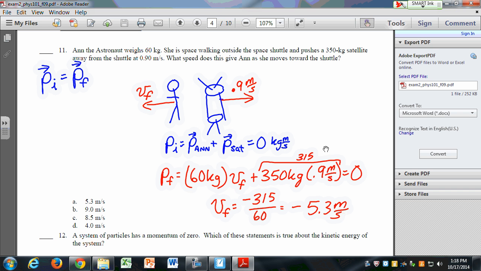Or you have something like this where you have a collision of bodies and they're moving off in different directions at different velocities. This could be made a little bit more complicated.